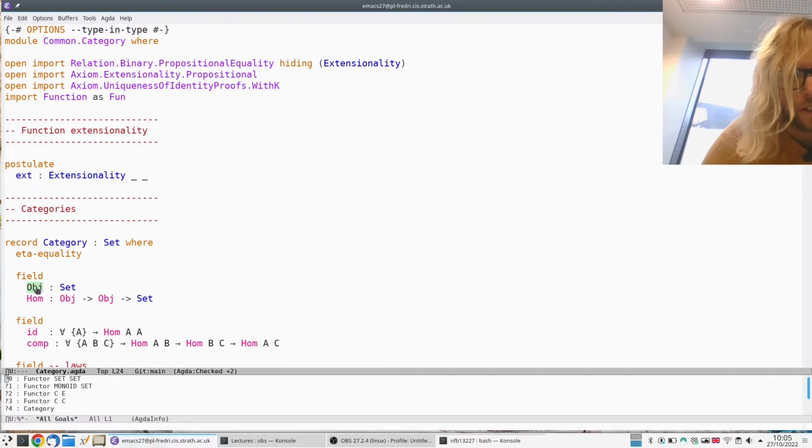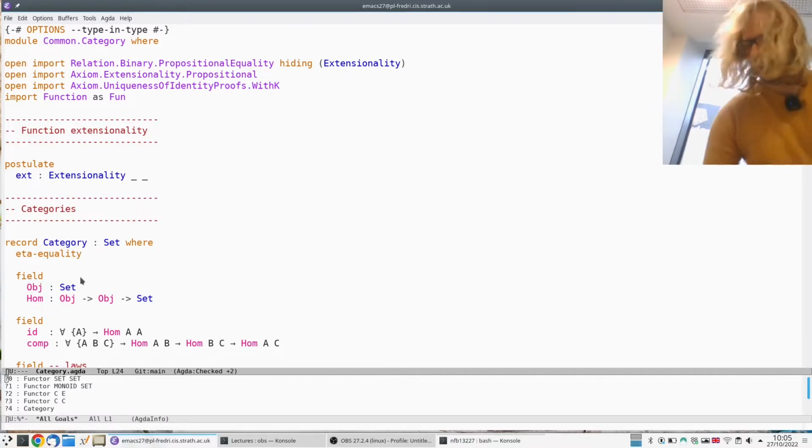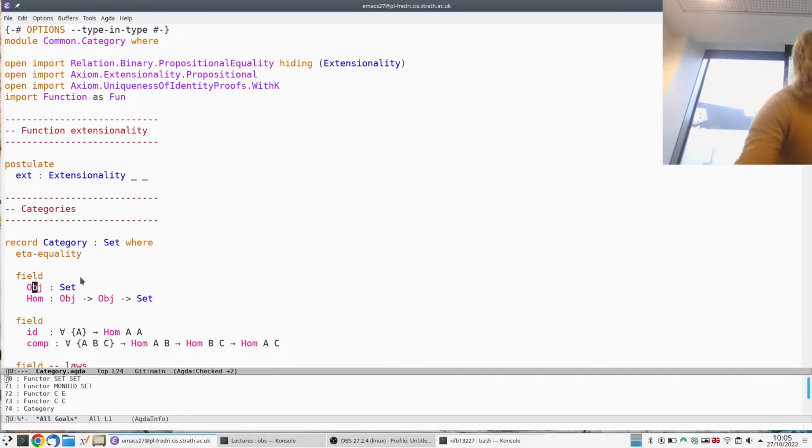which was given by a set of objects. So maybe, do you want to do this on the board while I, do we have a pen? I have a pen. Good. So it's given by a set of objects, and then for any two objects, we get a set of arrows between the objects, right? The morphisms.